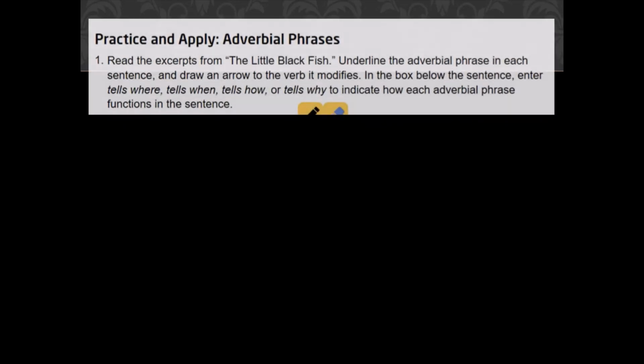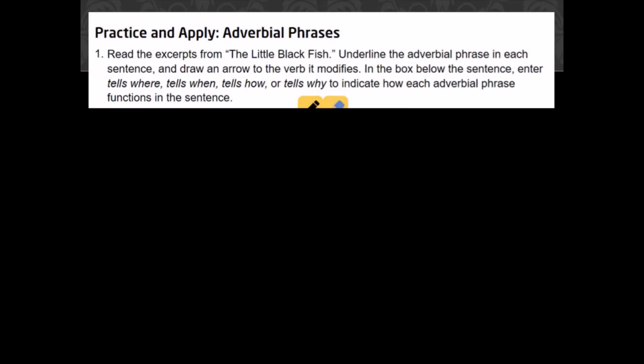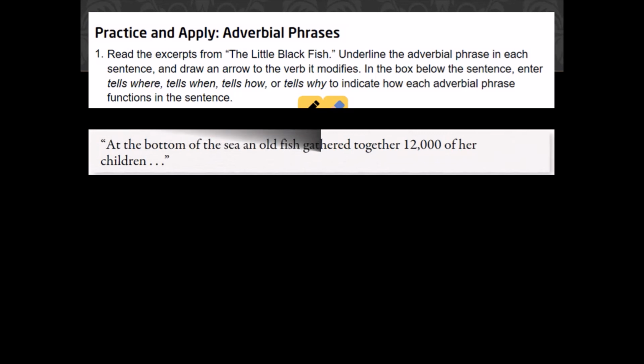I hope you understand what is an adverbial phrase, because this time we are going to have an activity. I want you to open your workbook again. So what you're going to do is to read the excerpts from The Little Black Fish, then underline the adverbial phrase in each sentence, and draw an arrow to the verb it modifies. In the box below, you're going to enter whether it tells where, when, how, or why to indicate how each adverbial phrase functions in a sentence. Now let us have the first sentence. At the bottom of the sea, an old fish gathered together 12,000 of her children.